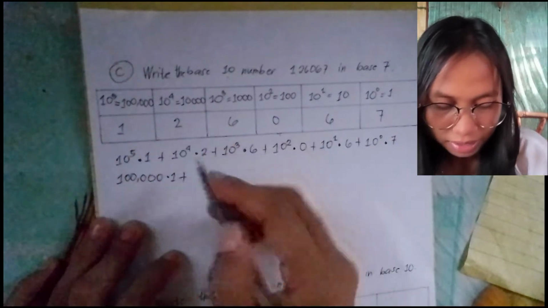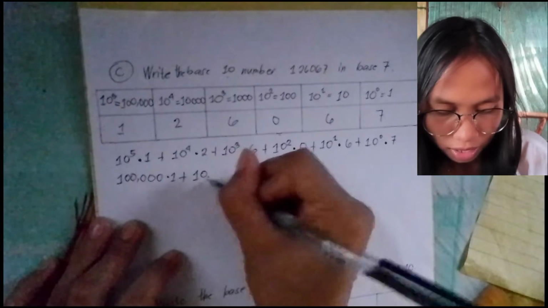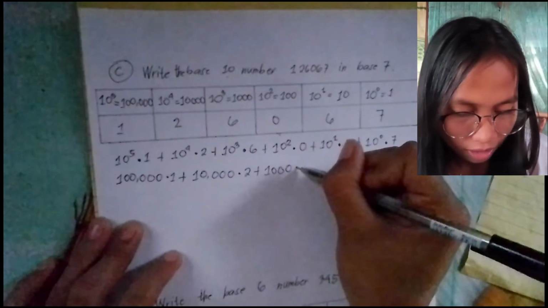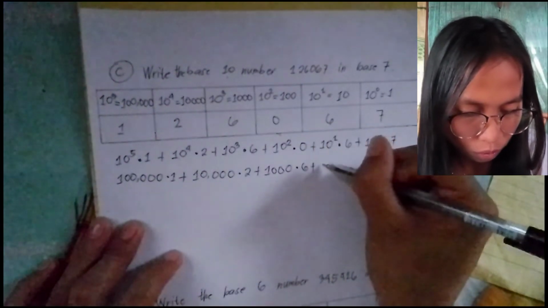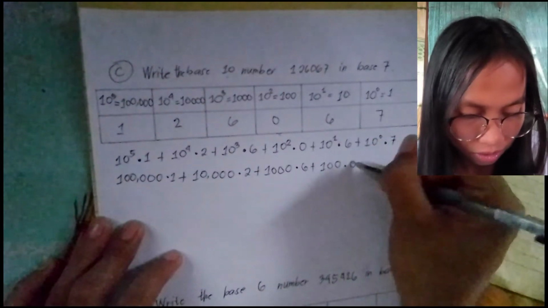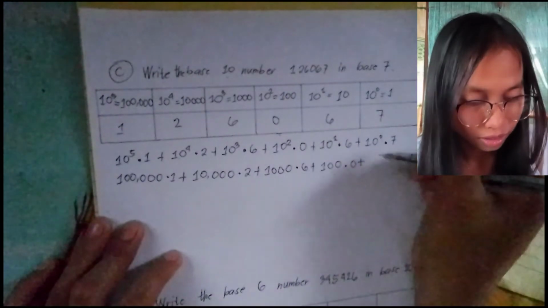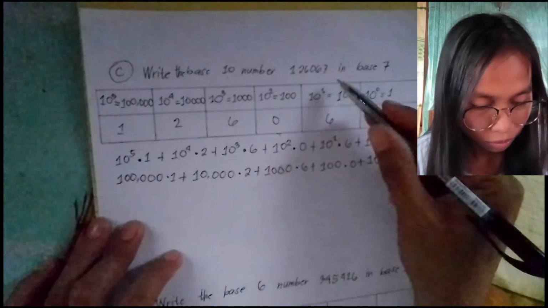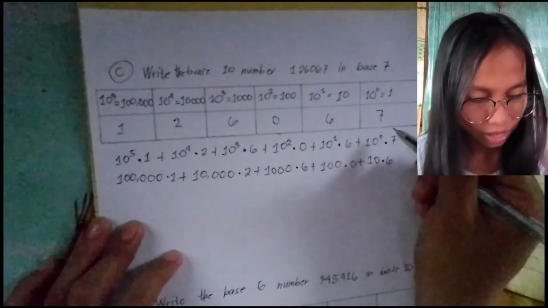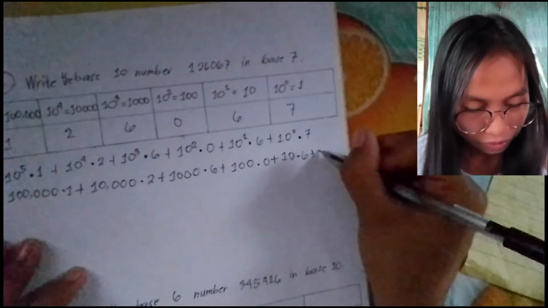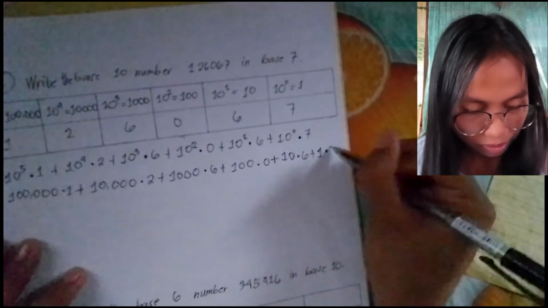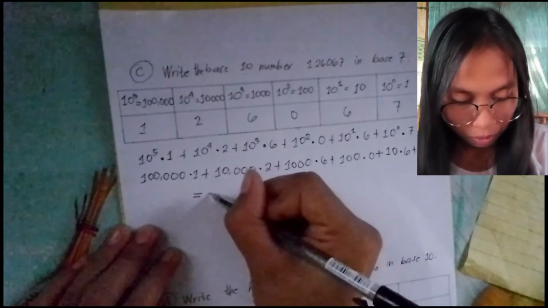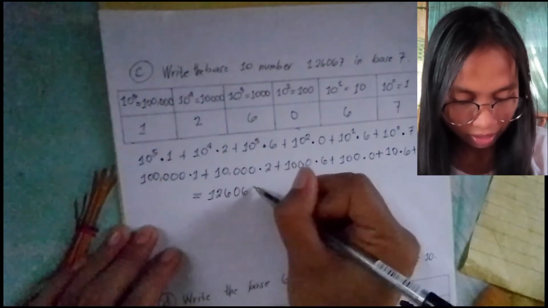times 1 plus 10 raised to the power of 4 is 10,000 times 2 plus 10 raised to the power of 3 is 1,000 times 6 plus 10 squared is 100 times 0 plus 10 raised to the power of 1 is 10 times 6 plus 10 raised to the power of 0 is 1 times 7. Again, sum it up. So we get 126,067.